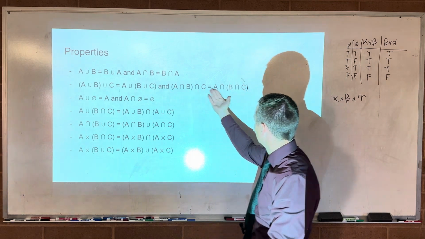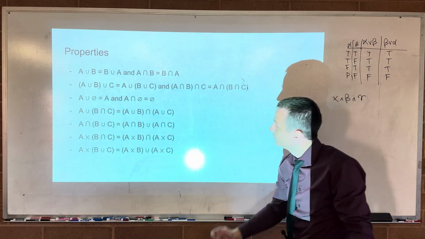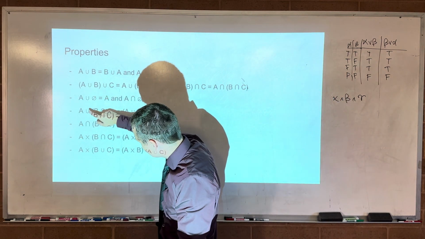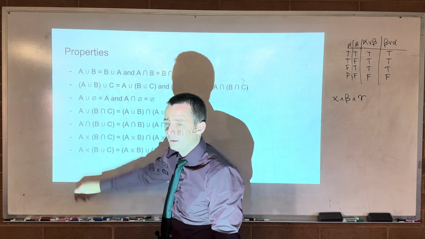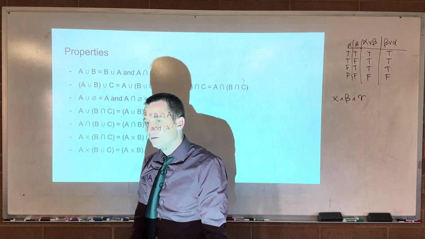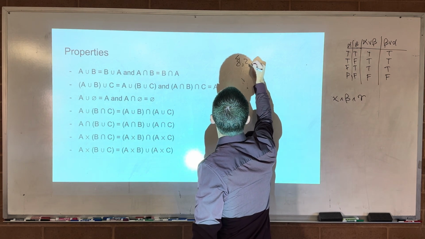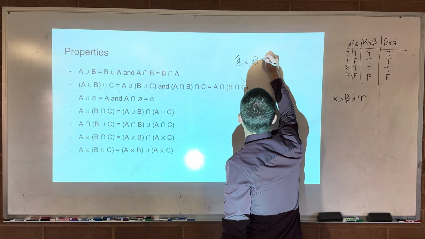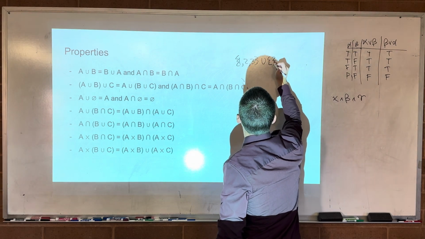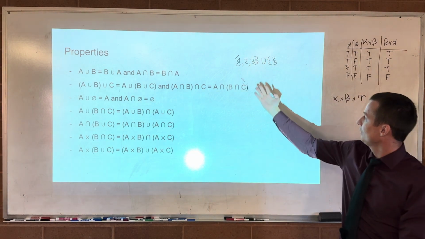That's what associativity essentially means. Put the parentheses however you want. All right, next. If I take a set and I union it with the empty set, what do I get? If I take the set 1, 2, 3, and I union it together with the empty set, what do I get? 1, 2, 3. You get the set containing 1, 2, 3.